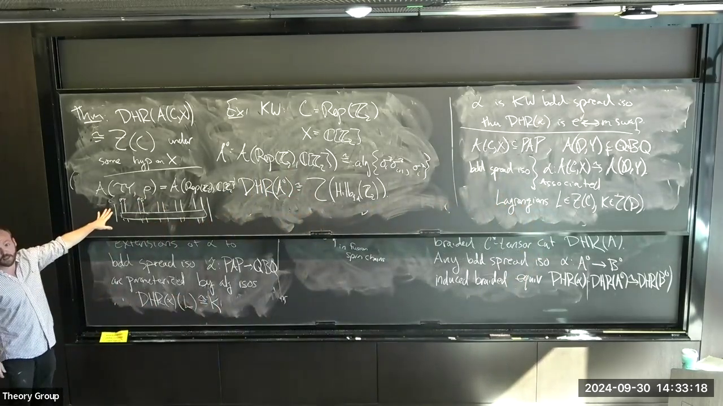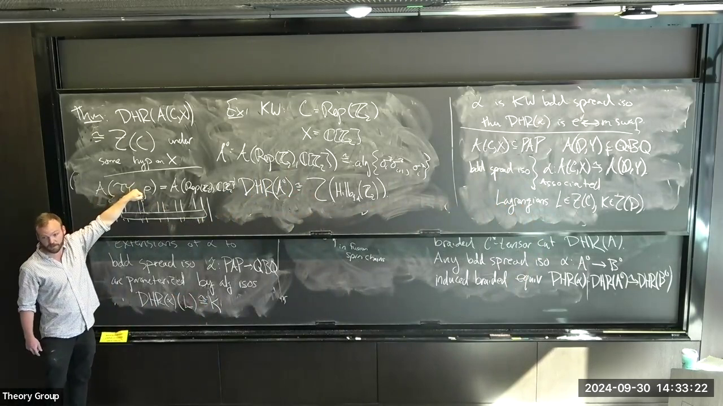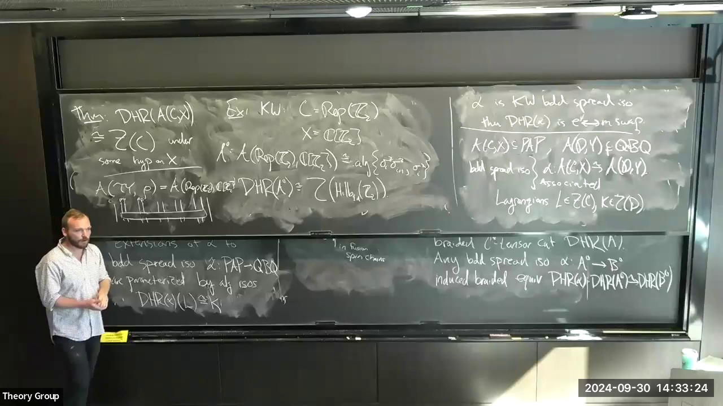But yes, indeed, Kramers-Wannier duality is somehow really about this Tambara-Yamagami category in some sense, which is basically what we were talking about earlier.